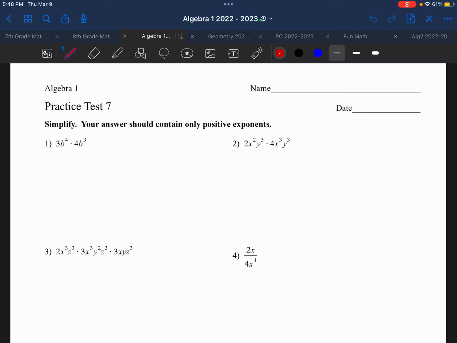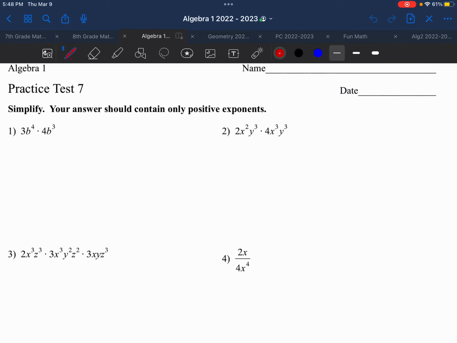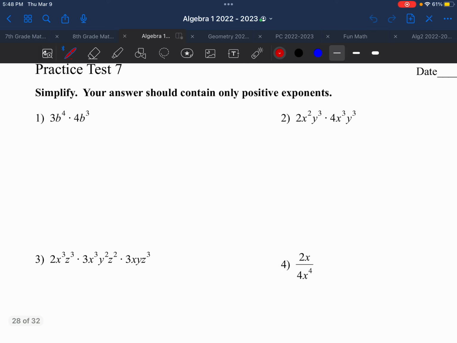This is Algebra 1, Practice Test 7. Let's dive in. In the first set of problems, notice that our instructions say that we can only have positive exponents, just like we normally do.